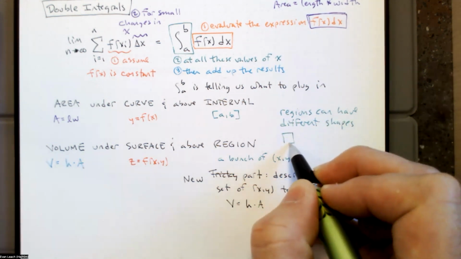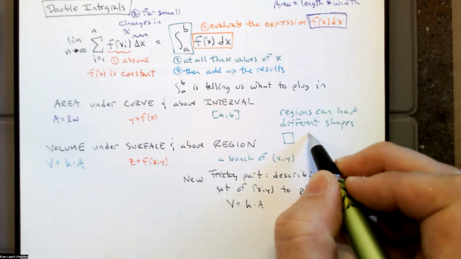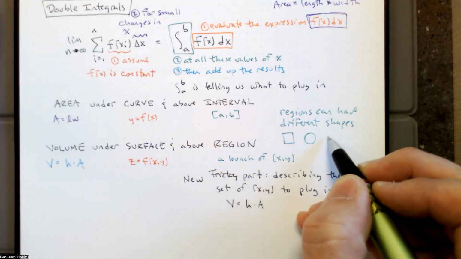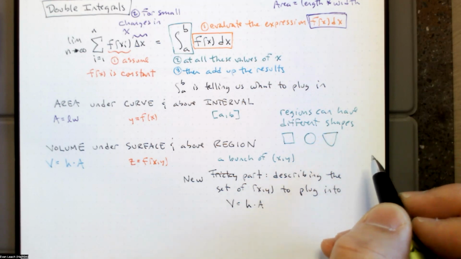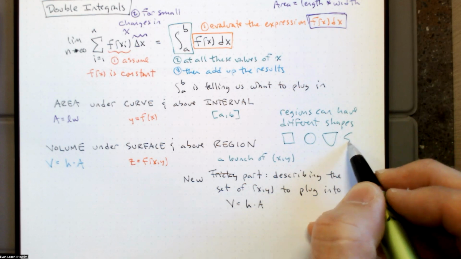Maybe we're plugging in over a rectangle. Maybe we're plugging in over a circle. Maybe we're plugging in over a piece of a parabola. Maybe the floor is a parabola. Or maybe someone's just really being difficult.